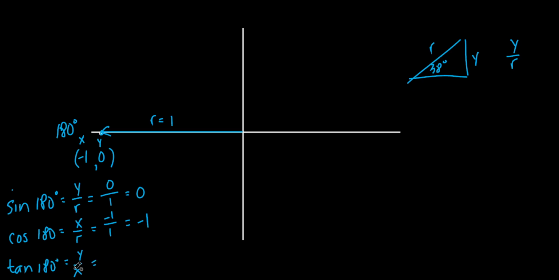What about the tangent? The tangent's a little different. Watch. The tangent is the y over the x. So what would that be? 0 over -1. What's 0 over -1? It's 0. Okay?